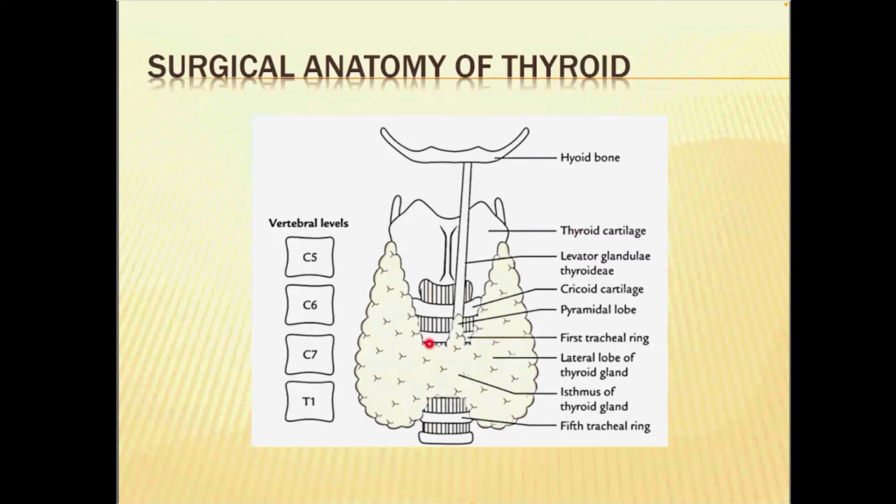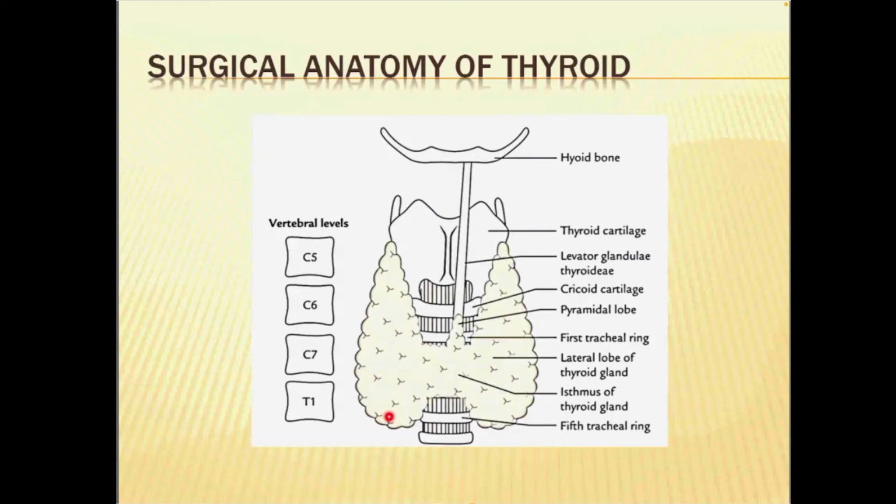The isthmus extends from the second tracheal ring to the fourth tracheal ring, sometimes the first tracheal ring. The importance of this is that anything going beyond these surgical and anatomical landmarks is considered thyroid gland enlargement. If the apex of the thyroid gland goes beyond C4 or C5, it is called enlargement of thyroid. If it extends behind T1, it is also enlargement. If the isthmus extends beyond the fifth tracheal ring, this is considered thyroid gland enlargement.